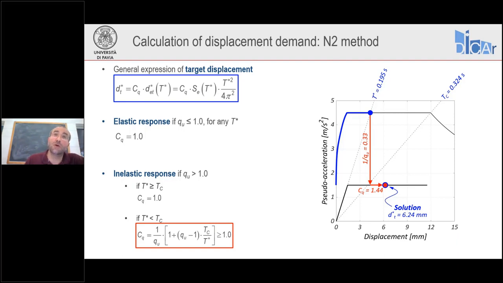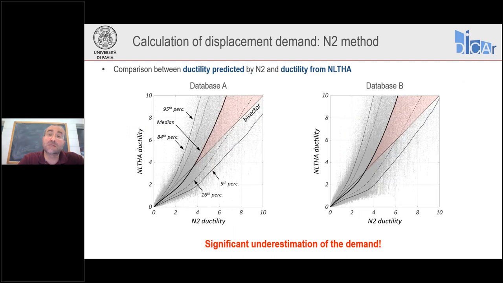Now, if we do this for all our 630 oscillators using all those ground motions, and we look at the results, what we can do is to compare the ductility demand from the nonlinear time history analysis on the vertical axis and the ductility demand from the N2 method on the horizontal axis. Ideally, each point associates the demand from the nonlinear dynamic analysis and the nonlinear static analysis. Ideally, all these points should be on the bisector, meaning that the two values should be the same if the N2 method was perfectly working.